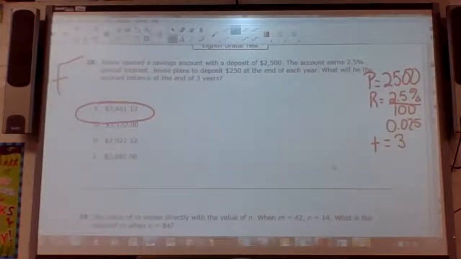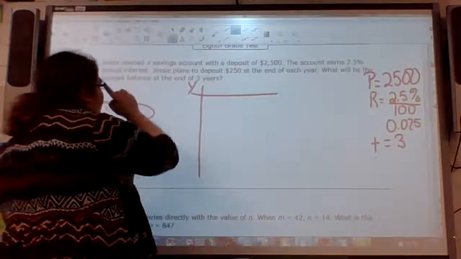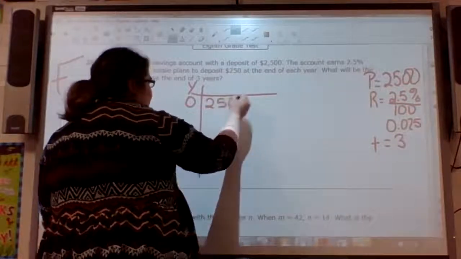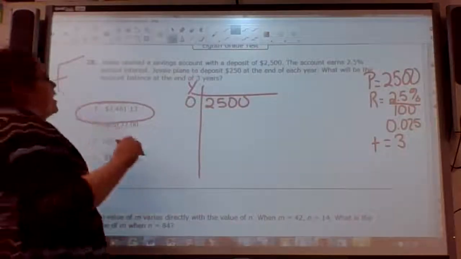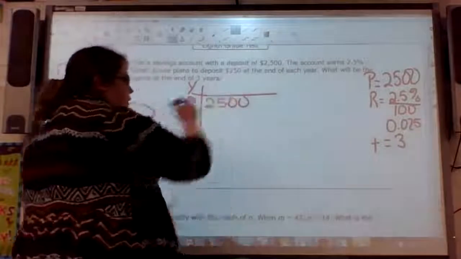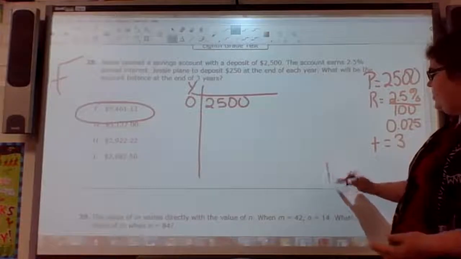Now the downside is this problem does not have simple or compound. Okay, so it doesn't tell us simple or compound, but we have to think about it. If you are depositing $250 at the end of each year, so let's put this in a table. So this is my years. So in year 1, when he started, he had $2,500. He earned interest on this. So I'm going to earn interest. And so if I'm earning interest, I'm going to use my simple interest formula.